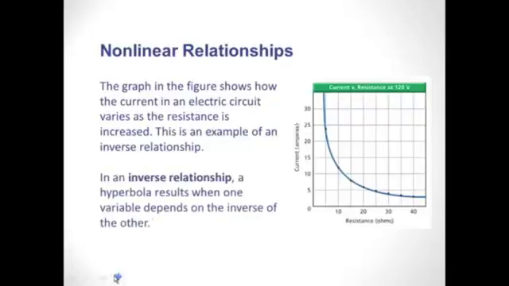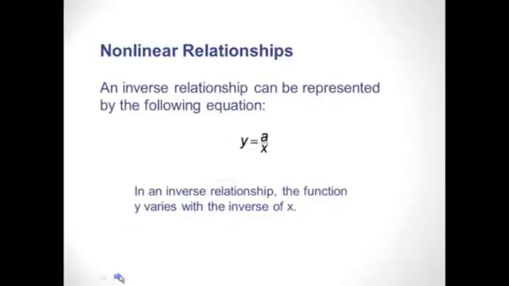An inverse relationship is shown by a hyperbola, and it results when one variable depends on the inverse of the other. An inverse relationship is basically of the form that y is equal to the inverse of x times some constant. A lot of times they'll use k instead of a. So you might have something that looks like this: y is equal to k over x.